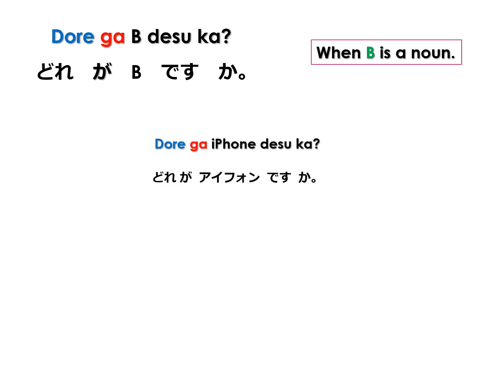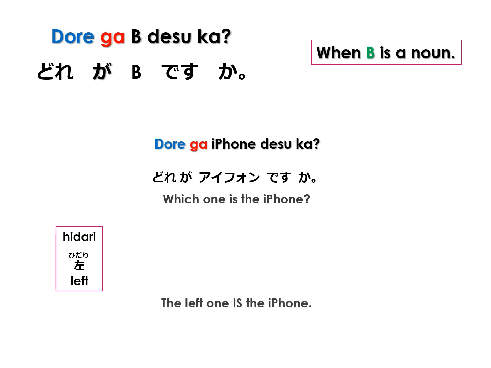Dore ga iPhone desu ka? It means, which one is the iPhone? Now let's say the object to the left is the iPhone. If you remember from the previous lesson, the Japanese word for left is hidari. Now how would you say that the left one is the iPhone? That's right, you'd say hidari ga iPhone desu.